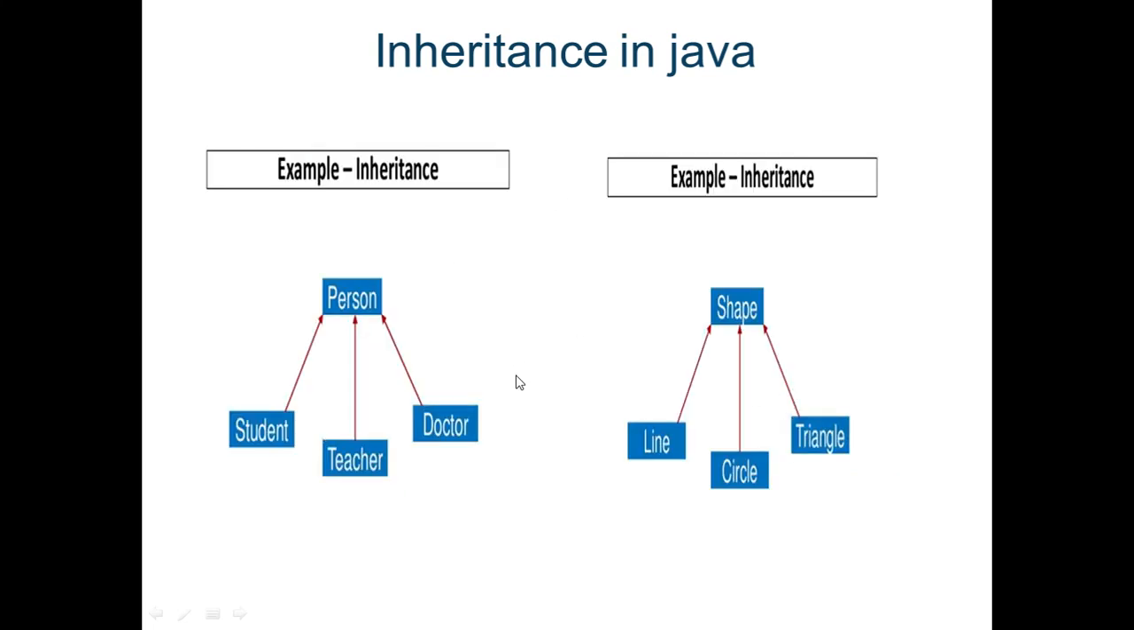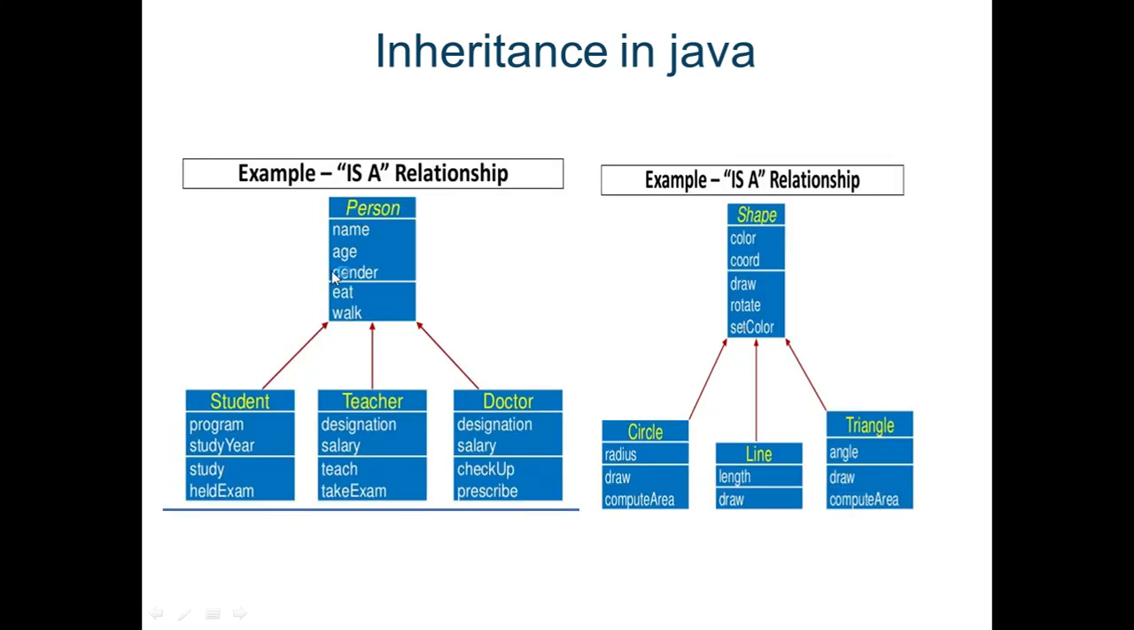Now these are some examples. Suppose I have one class that is Person. A person may be a student, teacher, or doctor. Means what? Student, teacher, and doctor have their own properties as well as acquiring the properties of a person. In the same way, here is another example, that is Shape. Line, circle, and triangle are the classes. These have their own properties and also the properties of a shape.